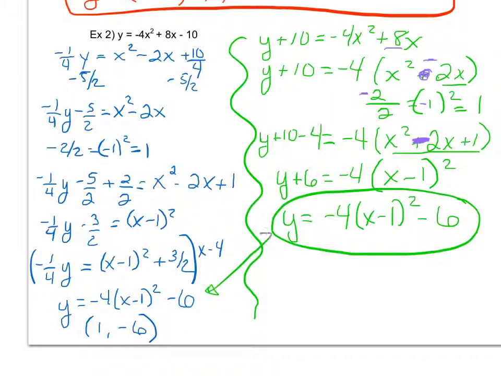So notice I get the same answer regardless of which method I choose. I prefer the second method, but what I've noticed sometimes is students who are just learning the completing the square method, they want to stick with one method rather than try to incorporate this new piece. So go ahead and choose, because either way, you'll get the same thing.